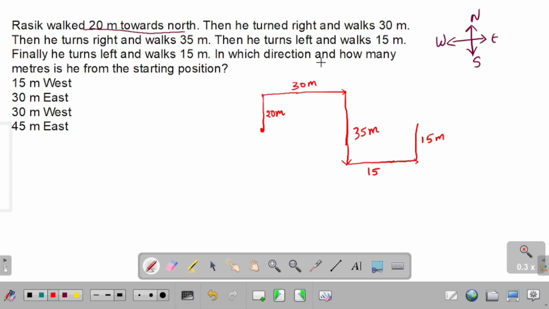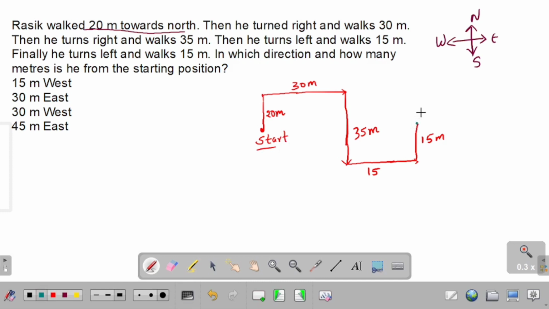So in which position and how many meters is he from the starting position? This is the starting position. This is the starting position. So now this is the ending position, right?